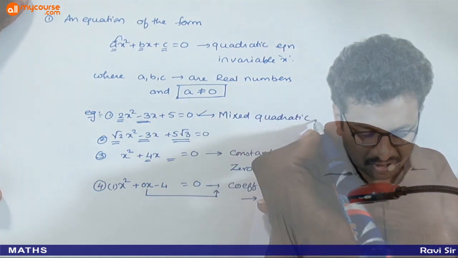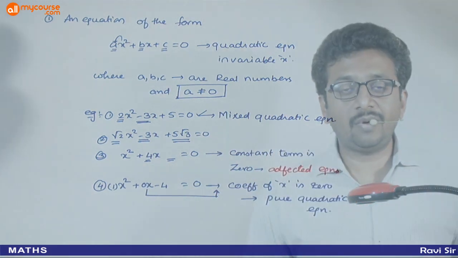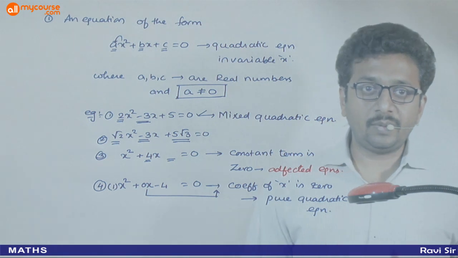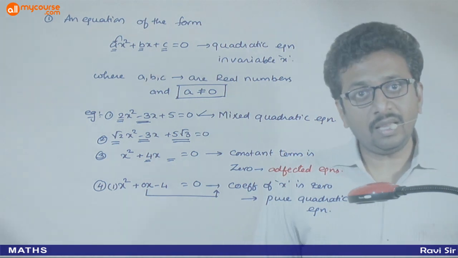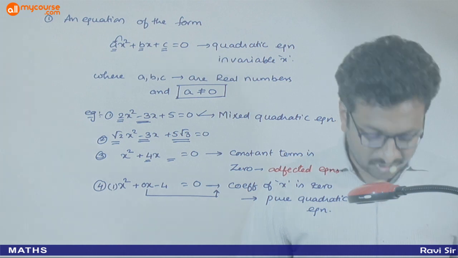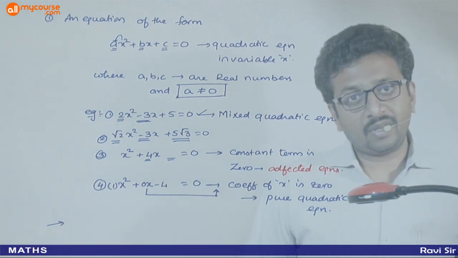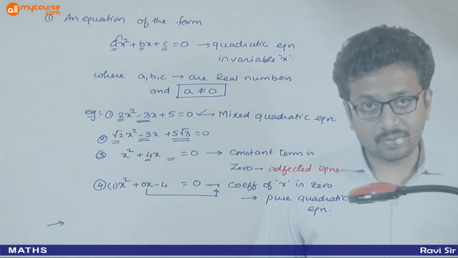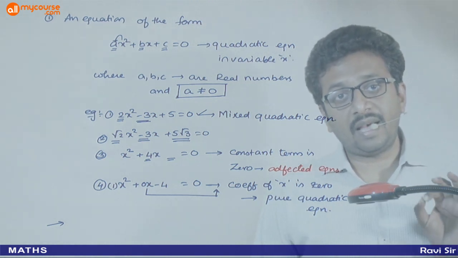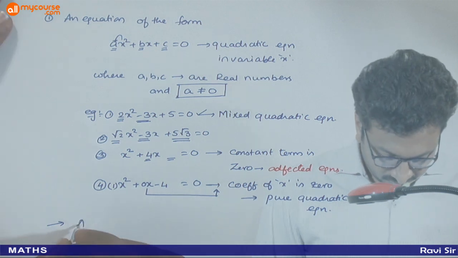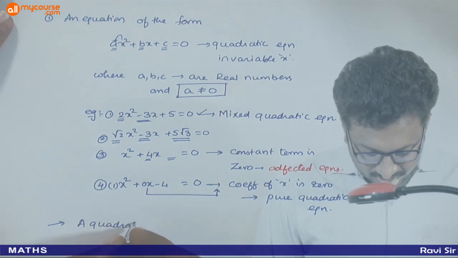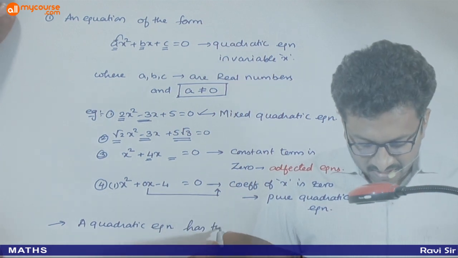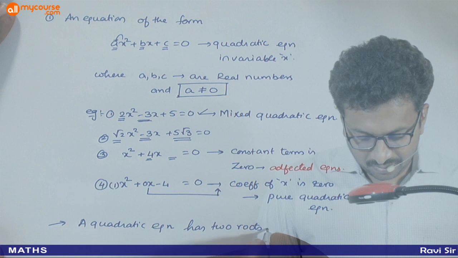Pure quadratic equation, mixed quadratic equation, adfected quadratic equation, and so on. So these are different terms concerned with a quadratic equation. And as you have learned in other chapters such as polynomials, a quadratic equation has two roots.